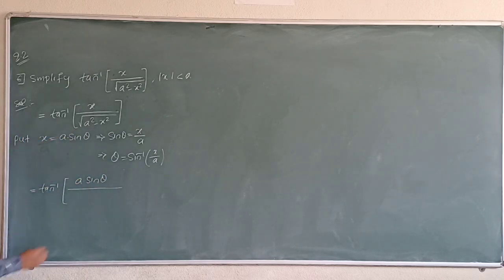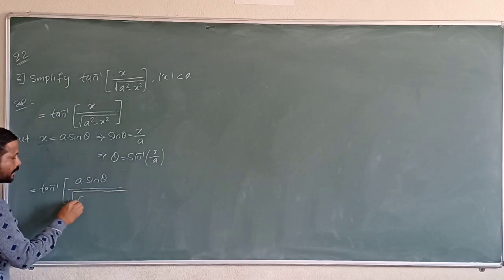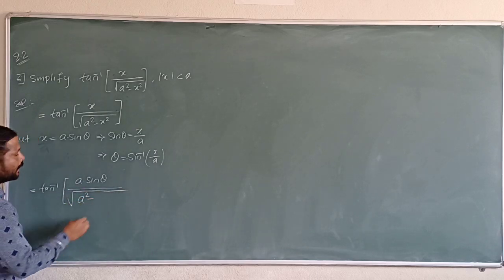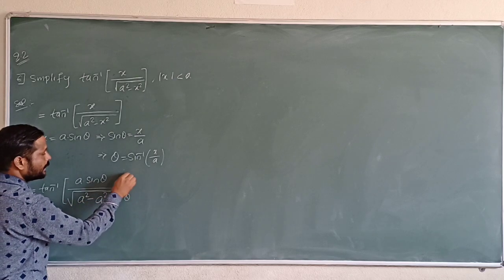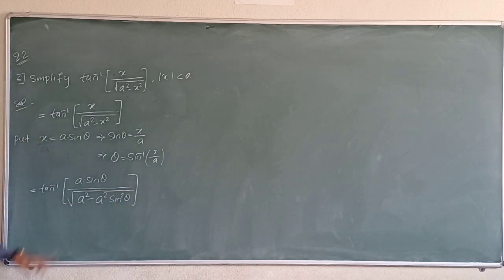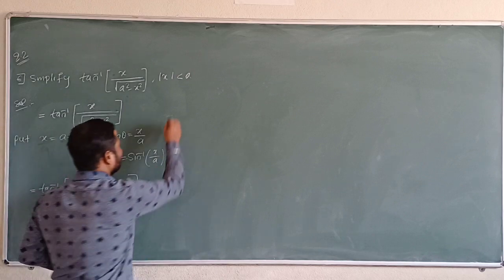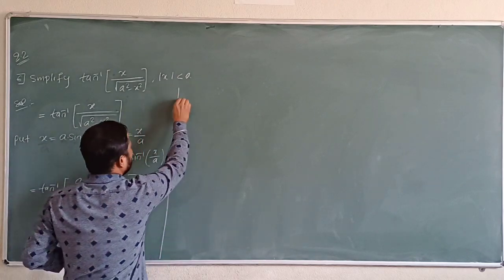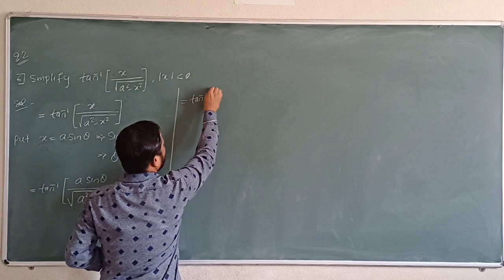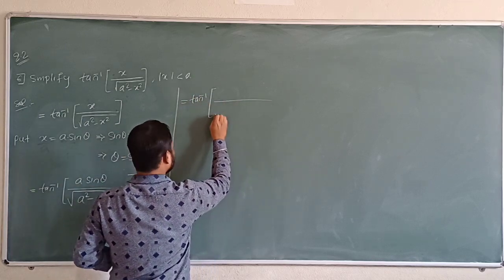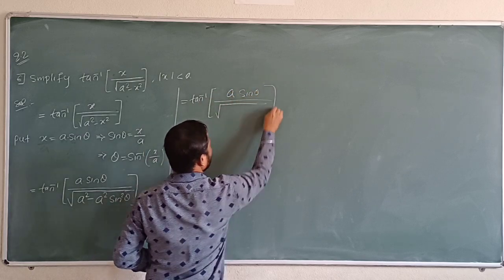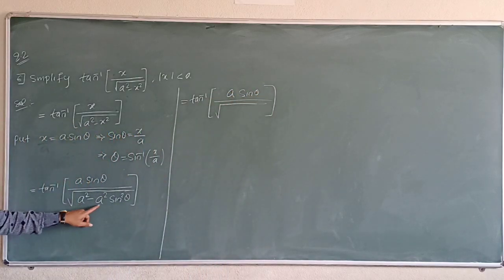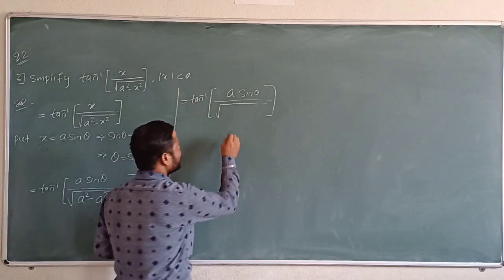A sin theta. Take the denominator: a square, keep as it is, minus x square, meaning x square means a square sin square theta. Apply the square for both the terms here. It becomes a square sin square theta. Then tan inverse, numerator keep as it is, a into sin theta. What is the common in the denominator? A square common. Correct.